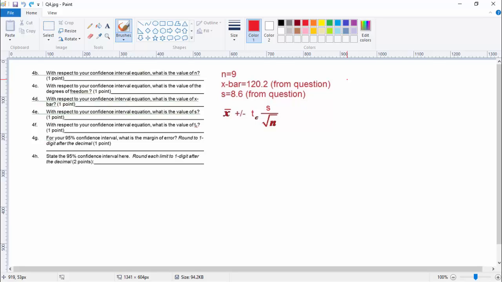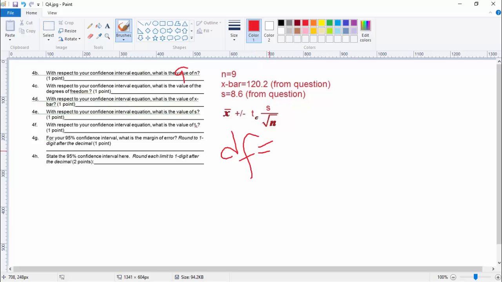Let's just jump into 4B. With respect to your confidence interval equation, what is the value of n? Well, we've got it on the slide, 9. I didn't change that. With respect to your confidence interval equation, what is the value of the degrees of freedom? Aha. Remember, the degrees of freedom are needed for the T table. And the degrees of freedom, I like to make the fancy F. Degrees of freedom equals, it's so hard.